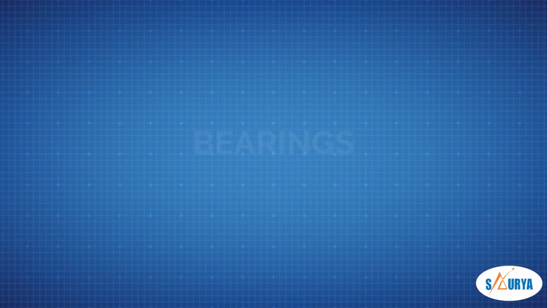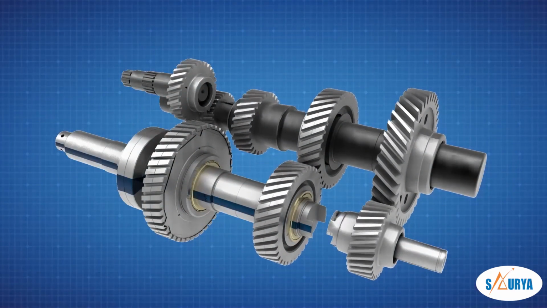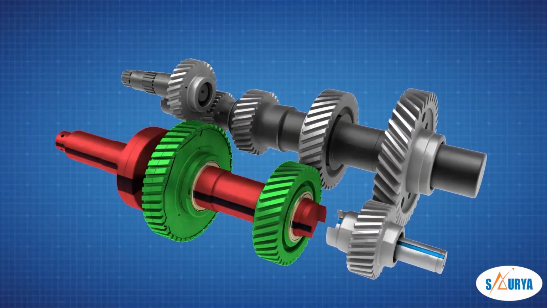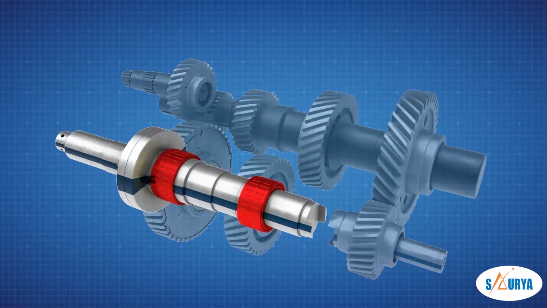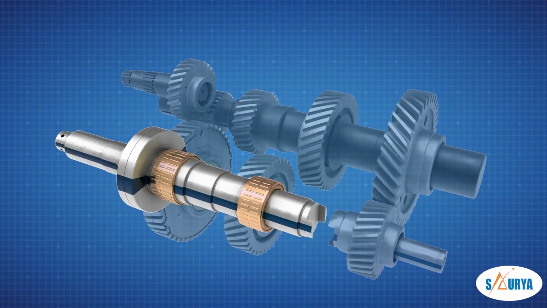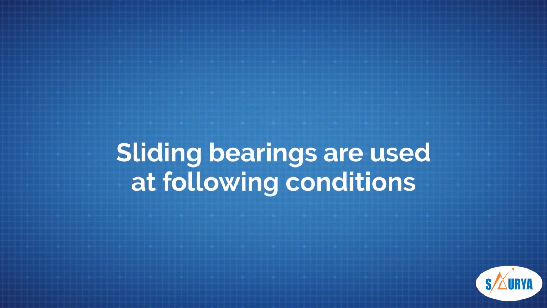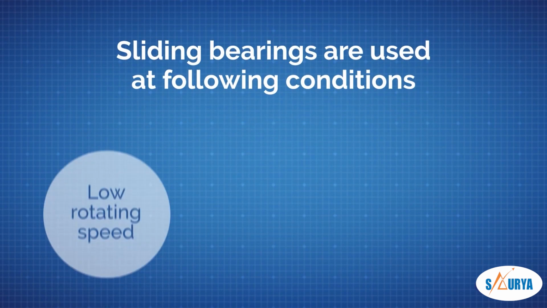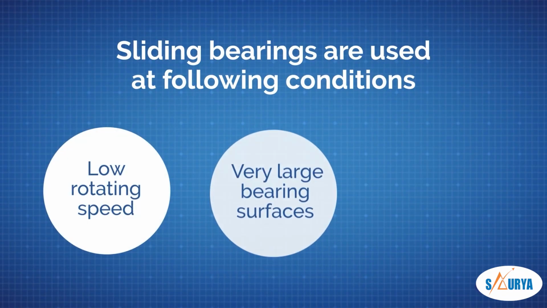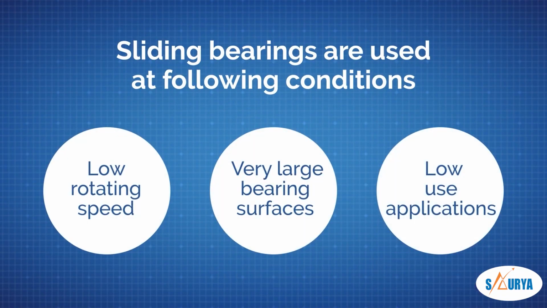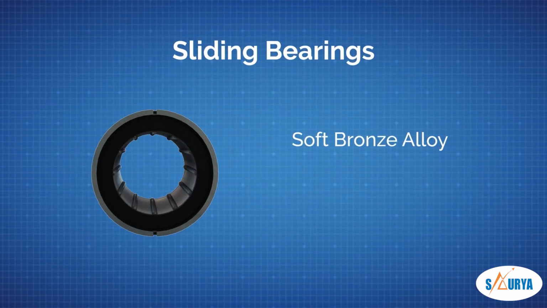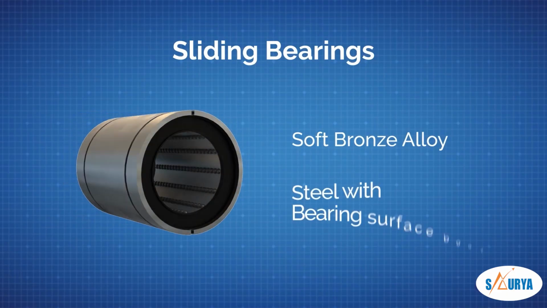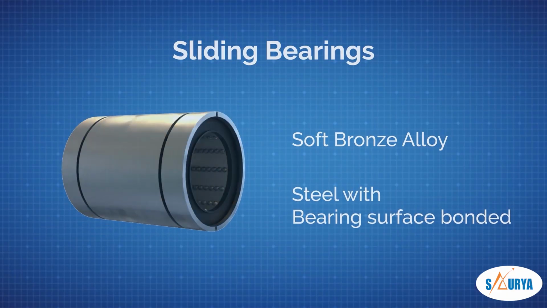Bearings. When a component slides over or rotates around another part, the surfaces that contact each other are called bearing surfaces. A bearing is a device placed between two bearing surfaces to reduce friction and wear. Sliding bearings are used in the following conditions: low rotating speed, very large bearing surfaces, low use applications. Sliding bearings are composed of a relatively soft bronze alloy, many are made with a steel backing with the bearing surface bonded.